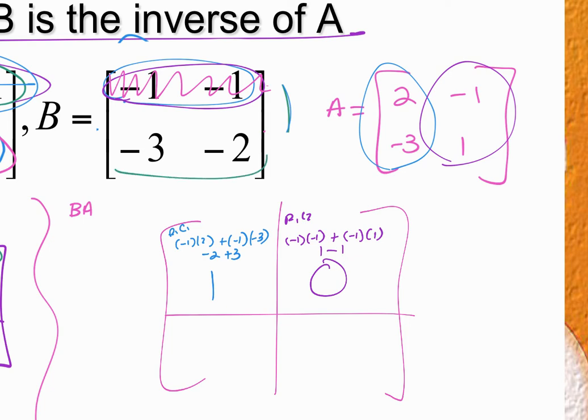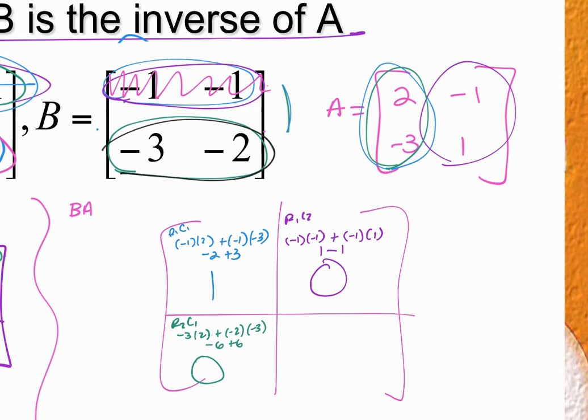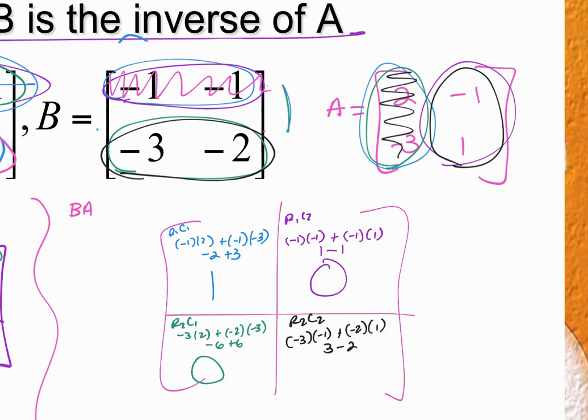Now I go row 2, column 1. -3 times 2 plus -2 times -3, -6 plus 6, which is 0. And then I'm done with column 1, so row 2, column 2. -3 times -1 plus -2 times 1, 3 minus 2, which is 1.